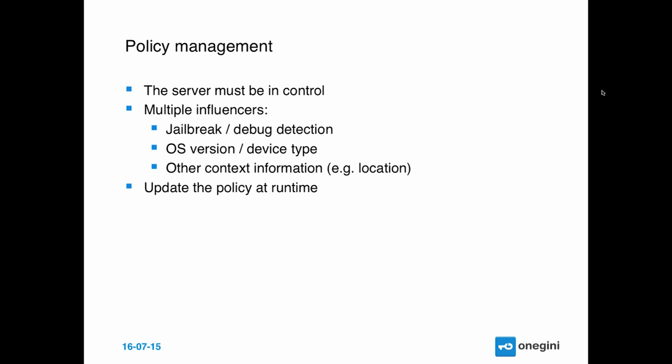Also other context information, for example, location or times or you name it, can be used to build a policy, to build a risk profile of a certain transaction. And the last part is the policy needs to be updated at runtime. So when you detect a threat, you don't want to wait until you can restart the server in order to update the policy. You want to do that at runtime. When you detect the threat, you immediately want to change the policy of the server.